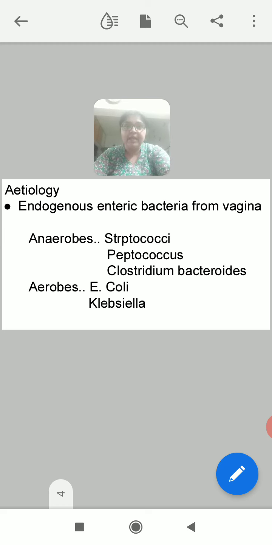Etiology. Endogenous enteric bacteria from the vagina affect the fallopian tube and cause acute salpingitis. These bacteria may be anaerobic and aerobic. Anaerobes are Streptococci, Peptococcus and Clostridium, Bacteroides. And the aerobes, or you can say aerobic bacteria, are E. coli and Klebsiella.